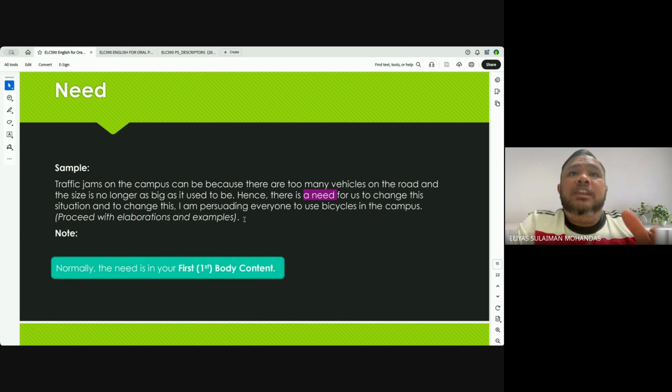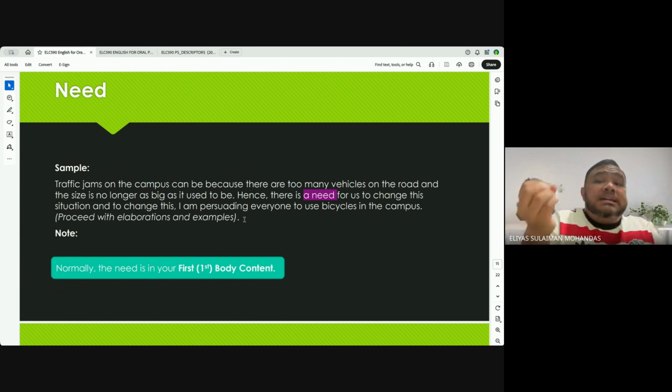Today, too many vehicles on the campus. And you use the words, there is a need for us to change the situation. What situation? Changing from having too many vehicles on the campus to focus only on one vehicle, which is the bicycle. Alright? So, you guna perkataan a need.